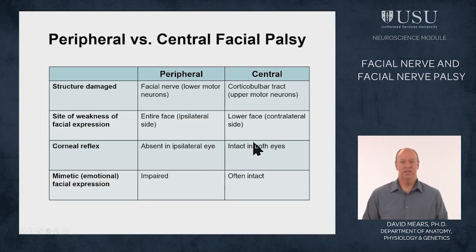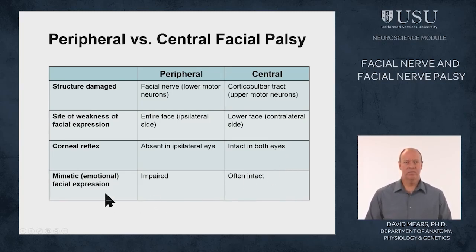In the case where you see that only the lower part of the face is affected, and when we say lower face, we basically mean lower eyelid and below are weak, but the upper eyelid and the forehead are fine, then you're immediately going to think that this is a central facial palsy. There's been a lesion in the corticobulbar tract over on the contralateral side. And in this case, when you test the corneal reflex, you swab the cornea, because the upper eyelid is still working, you will still see blink response in that eye.